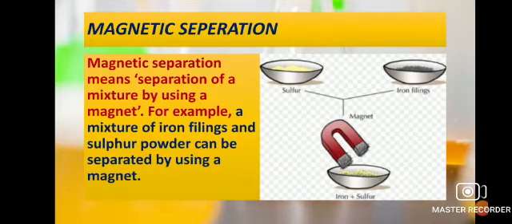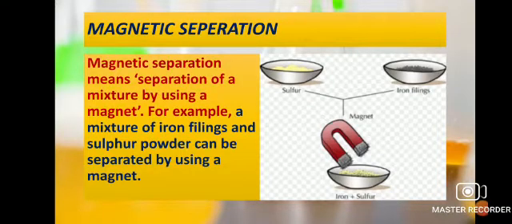Okay, now the iron filings. When this horseshoe magnet or U-shaped magnet is brought near this mixture, what happens? The iron filings are attracted by the magnet, they cling to the poles of the magnet, and thus they are separated. Now this process has to be repeated a number of times in order to achieve the complete separation of iron filings.